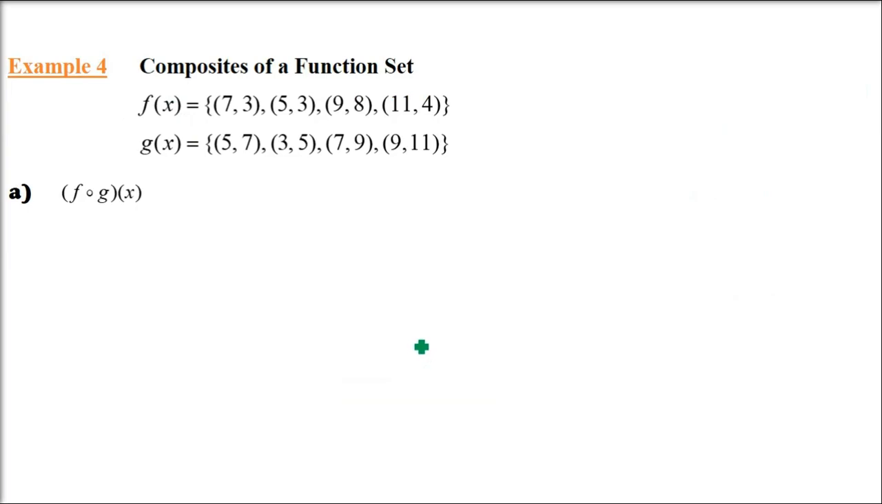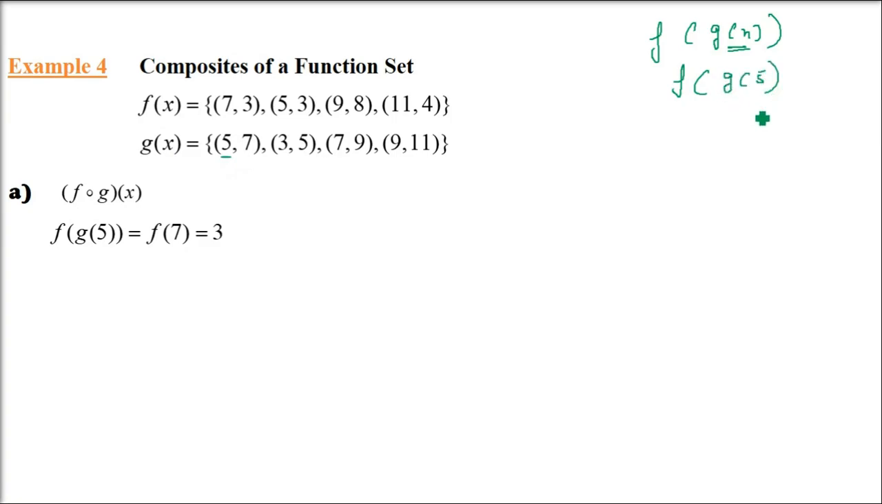Now, composites of a function set, how do you do this? f of g(x), fog x. So see here, I'll do one of these. f of g(x). Now start with the first one. You have to take all the domain values. So g(x) is what? You are talking about g(x) here, so you have to take all the domain values. The first value is 5. Let us take the 5.